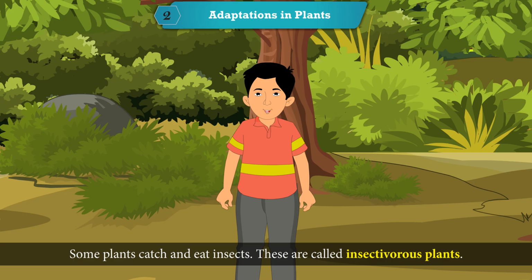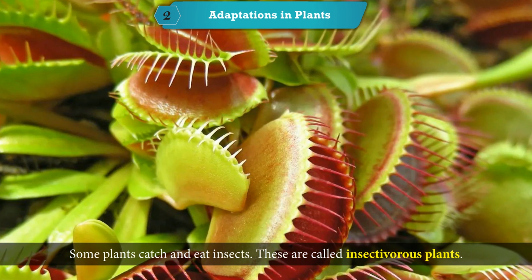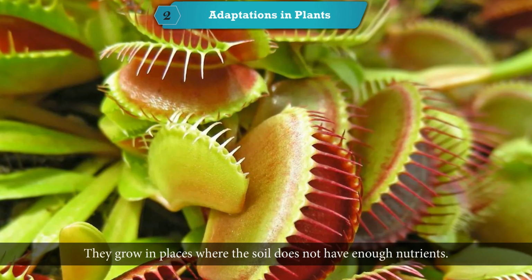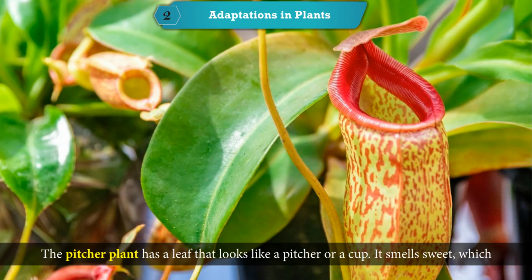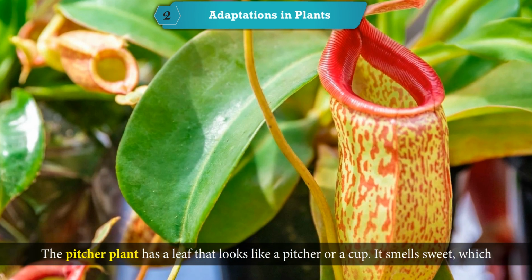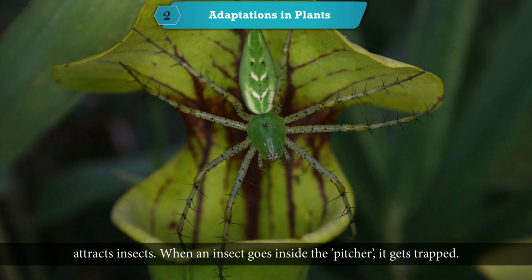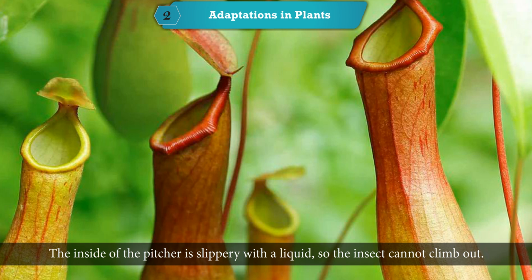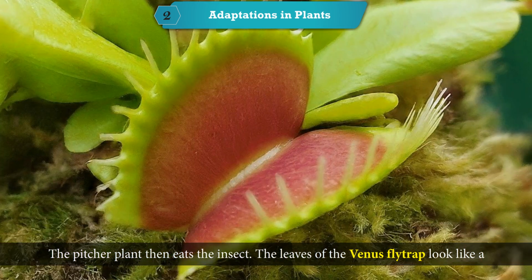Insectivorous plants. Some plants catch and eat insects. These are called insectivorous plants. They grow in places where the soil does not have enough nutrients. The pitcher plant has a leaf that looks like a pitcher or a cup. It smells sweet, which attracts insects. When an insect goes inside the pitcher, it gets trapped. The inside of the pitcher is slippery with a liquid, so the insect cannot climb out. The pitcher plant then eats the insect.